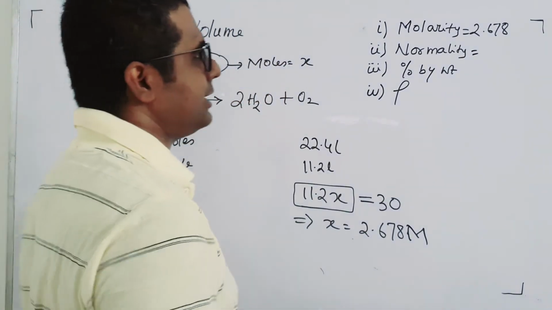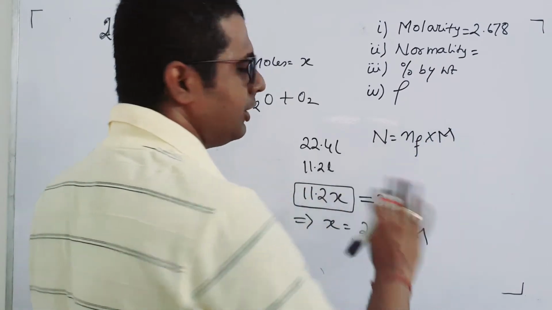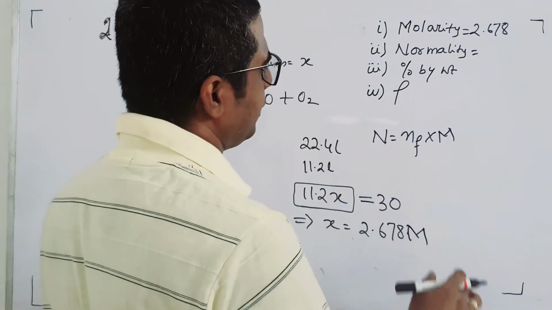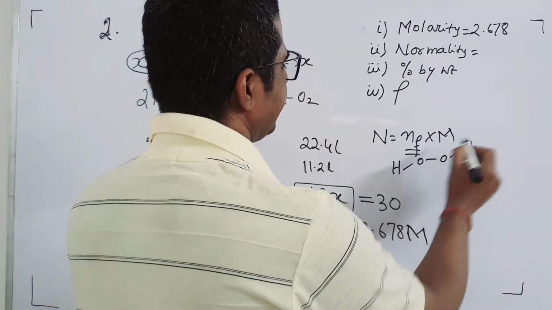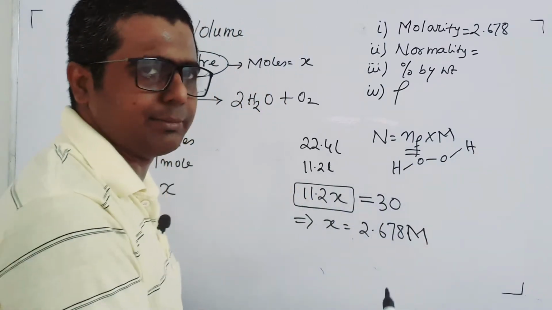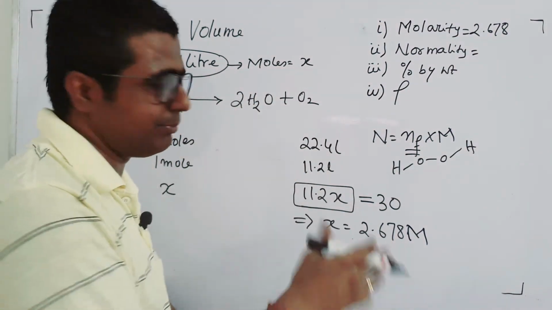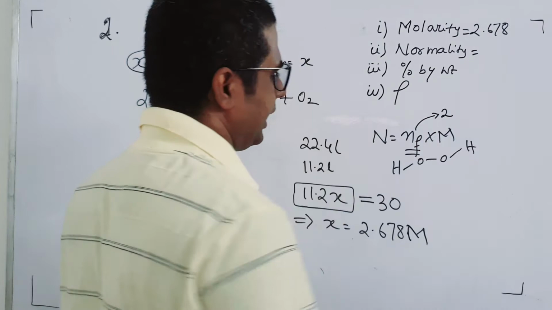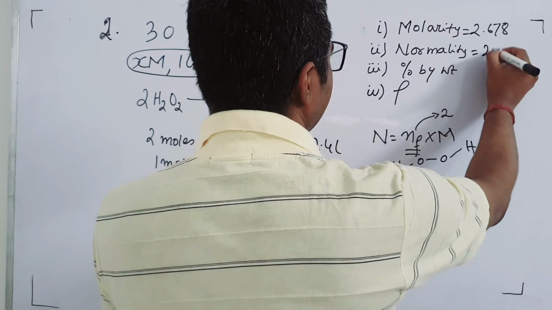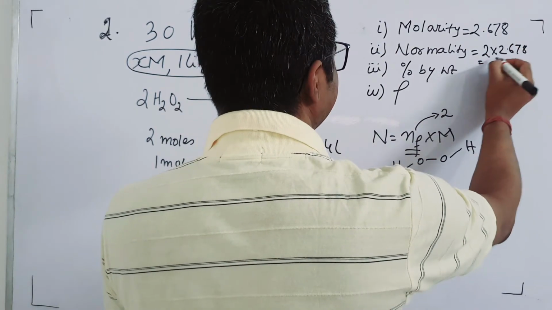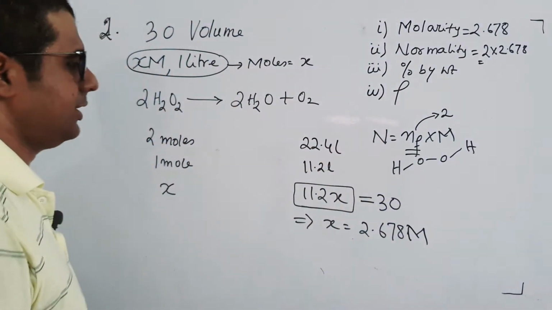See, normality means what? I have already taught you. Normality is n factor into molarity. So why and all those things have been already taught, so I'm not going into that. So n factor of H2O2. See, H2O2 structure is like this. So definitely there are 2 ionizable hydrogens, though it is not an acid, but its n factor is 2. So normality is 2 into 2.678, something like 5.3, 5.4 will come, so that will be the answer. So now you have got molarity.